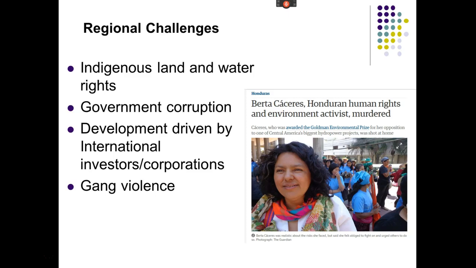There are a number of regional challenges being faced. Indigenous landowners are up against development driven by international investors and corporations. There are high degrees of government corruption, and gang violence that in some cases has led to some of the highest murder rates in the world. As an example, we see an indigenous Honduran human rights and environmental activist who was leading protests against a dam project funded by international investors, and she was murdered as a result of her activism.